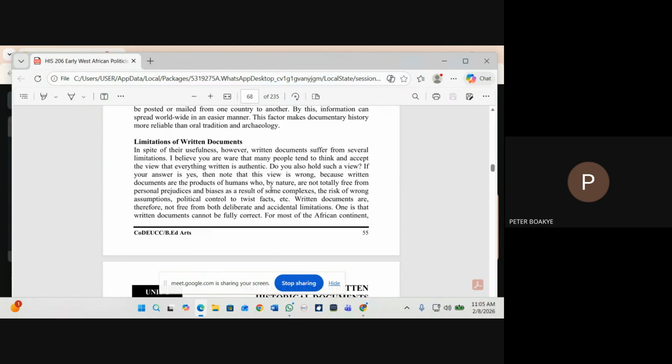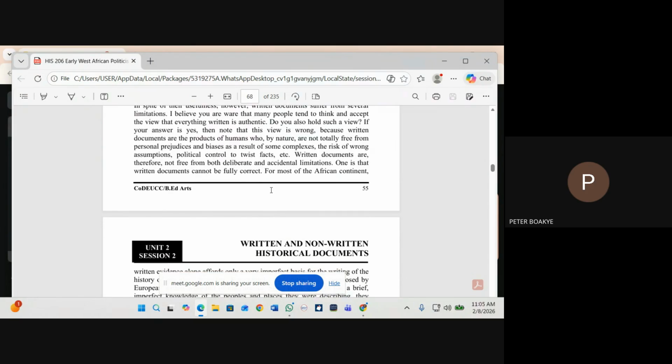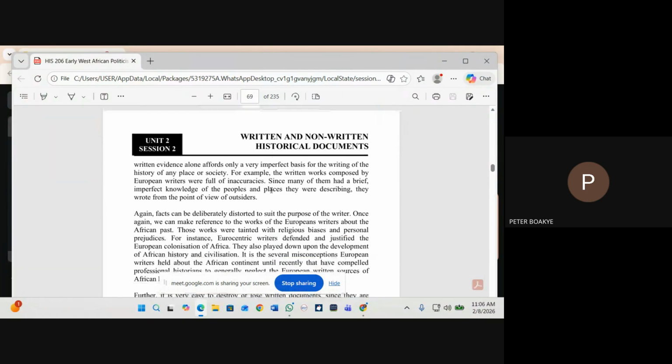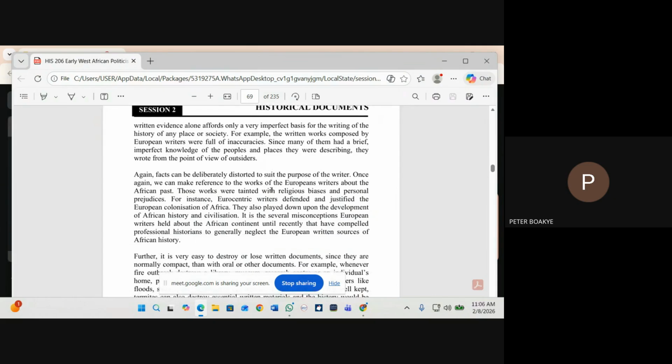Apart from the fantastic things that you have said about the advantages or significance of written sources, there are also some disadvantages. One, they suffer from several limitations. They are not free from bias, and the information they contain cannot be fully correct, so it can be incorrect. Written evidence alone affords only a very imperfect basis for the writing of history. Again, facts can be deliberately distorted to suit the purposes of the writer. People can just twist the facts to suit their own interests.